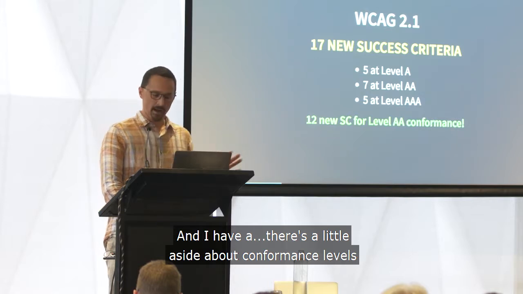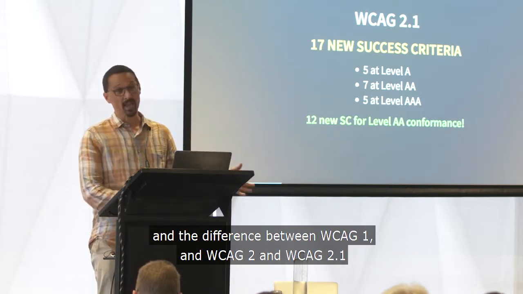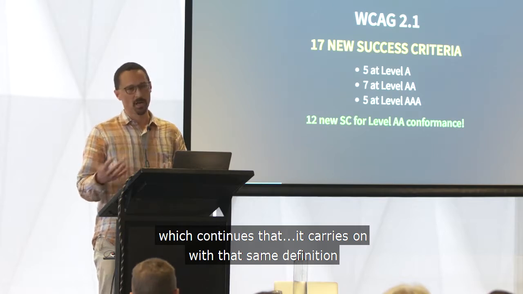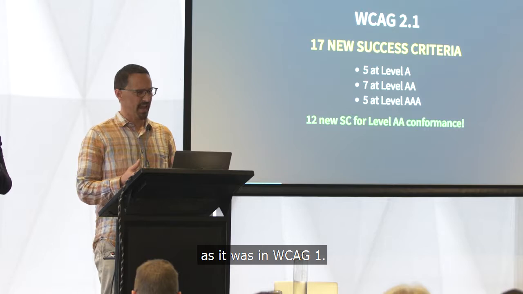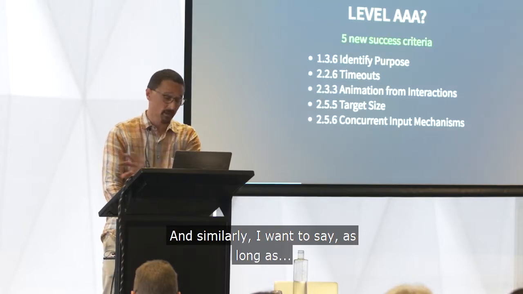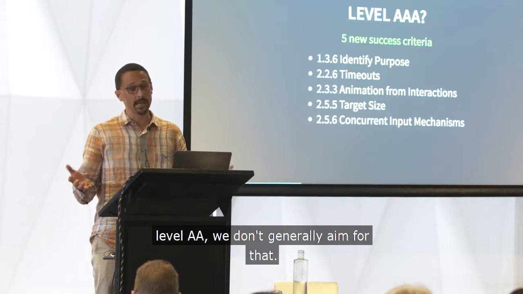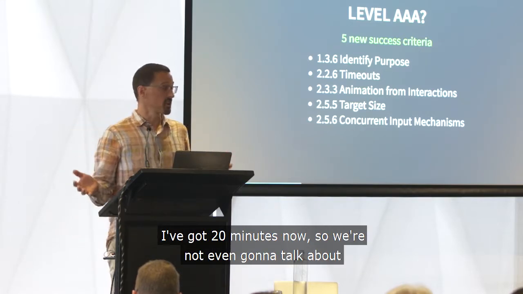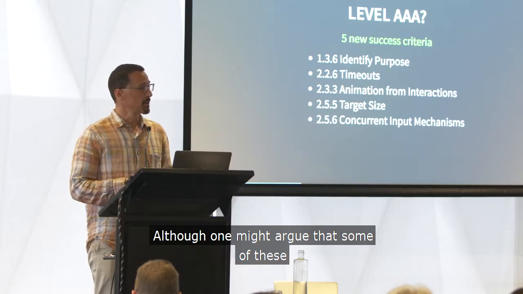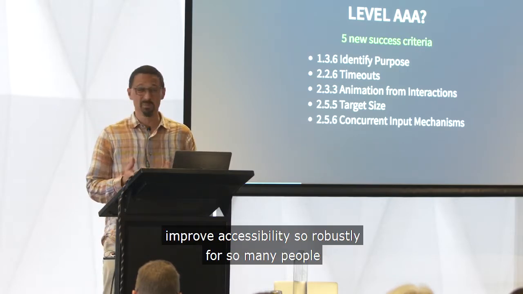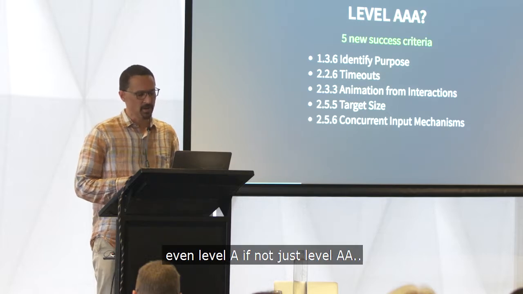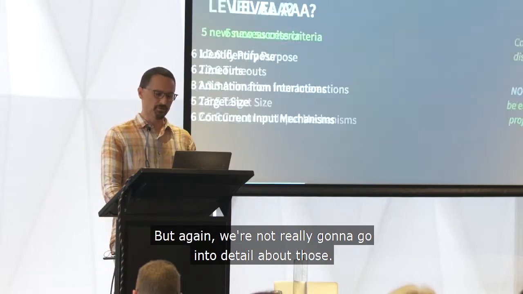I have a little aside about conformance levels and the difference between WCAG 1 and WCAG 2, and WCAG 2.1, which carries on with that same definition of conformance level, which isn't nearly as robust as it was in WCAG 1. If we get time, we could go back to that, but we won't discuss it now. Similarly, level AAA, we don't generally aim for that. I've got 20 minutes now, so we're not even going to talk about those 5 level AAA success criteria, although one might argue that some of these improve accessibility so robustly for so many people that they should arguably be at a lower conformance level, even level A, if not just level AA. But again, we're not really going to go into detail about those.